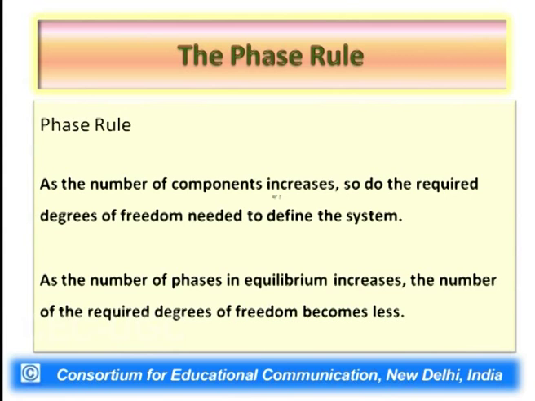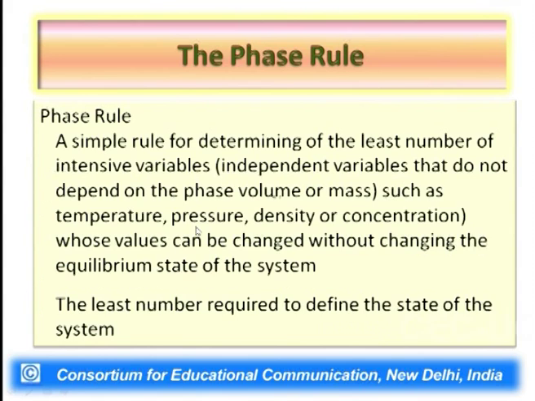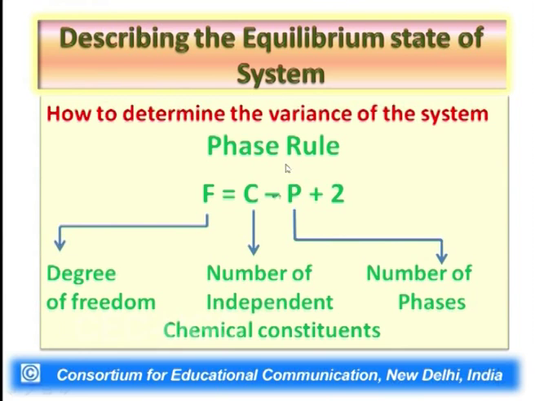It is important to note from the phase rule mathematical equation that as the number of constituents rises, the degree of freedom rises. The degree of freedom decreases when the number of phases present in the system rises. So, this is how we should learn the phase rule.